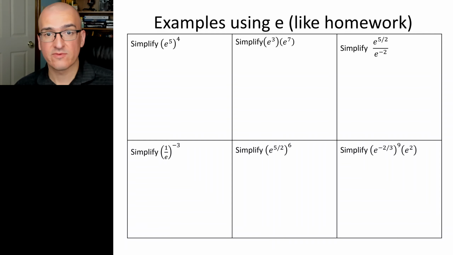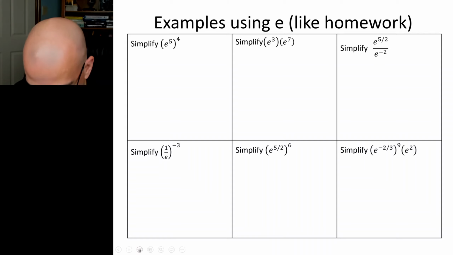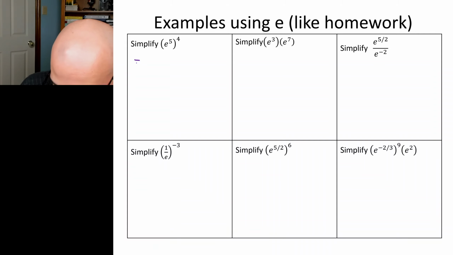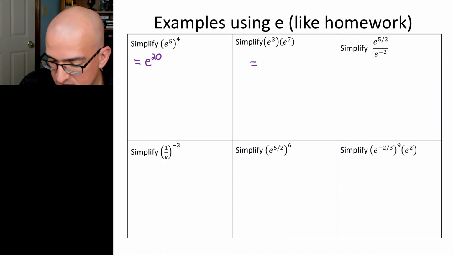If it was an A, or any general A, we would do exactly the same thing. So the first one, e to the 5 to the 4, is e to the 5 times 4, which is e to the 20. Second one, e to the 3 times e to the 7, is e to the 3 plus 7, which is e to the 10.